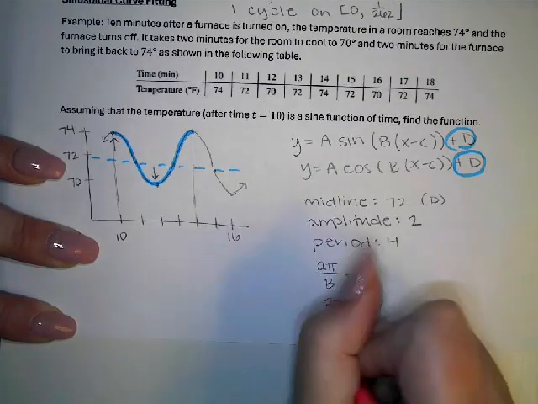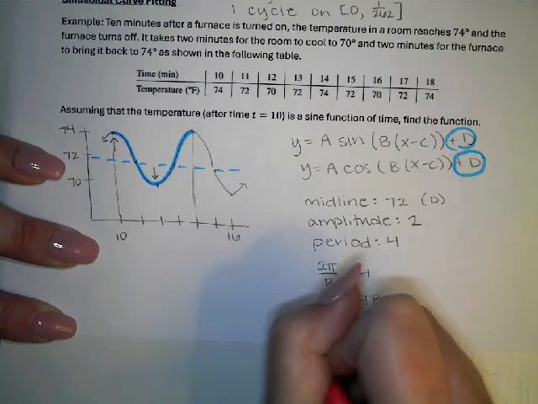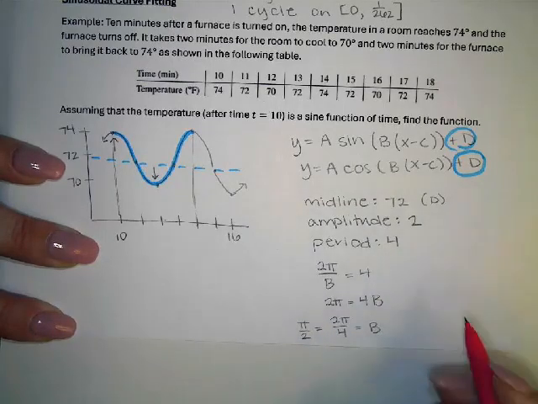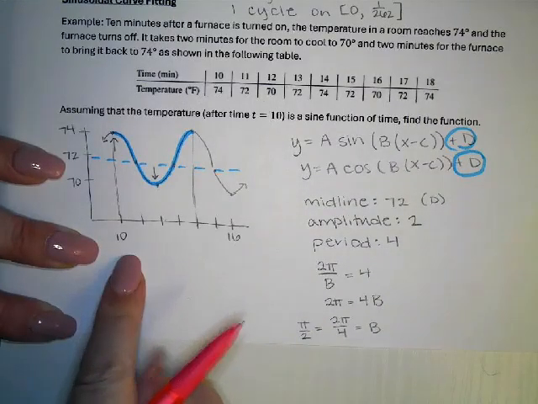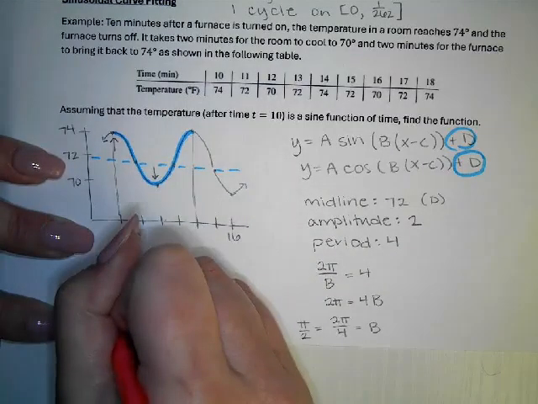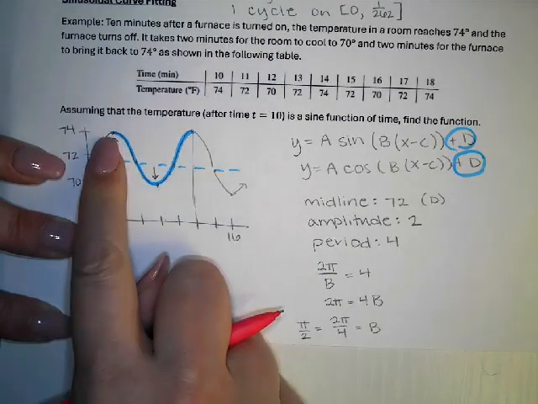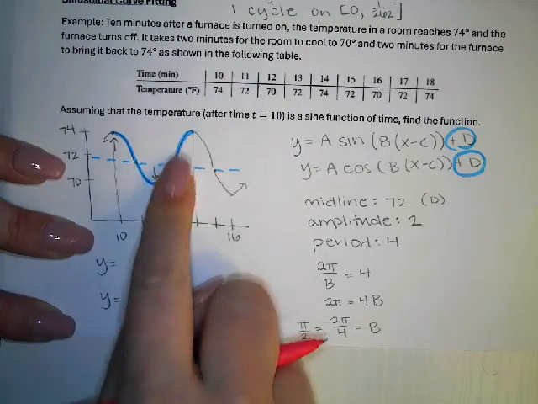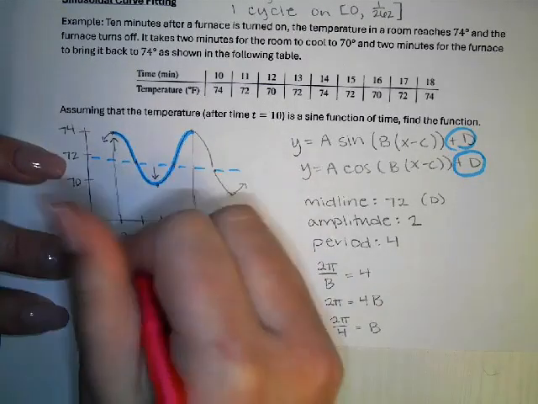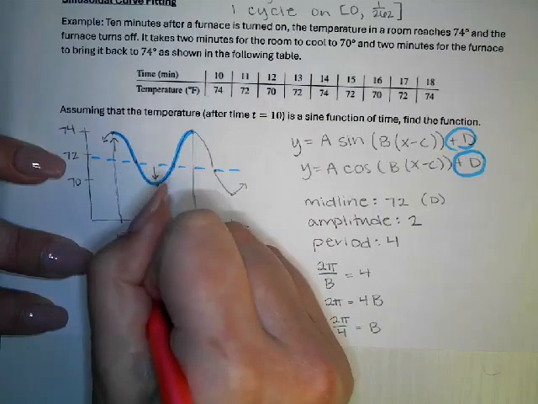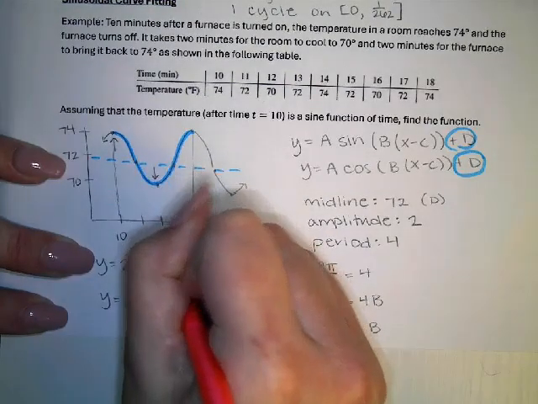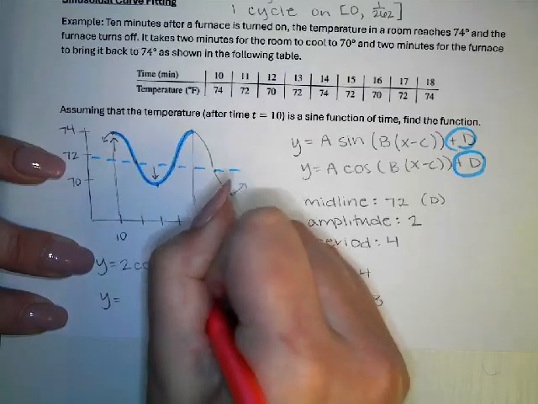So at this point, I think we are pretty close to being able to write our equations. So I'm just going to start them right here. If I wanted to write this as a cos equation, then I'm going to call this 2 times cos. I'm going to put a b value of pi halves. And I'm going to put a d value of positive 72. This graph has shifted up 72. That's where the midline is.